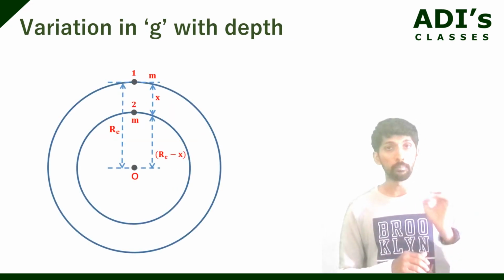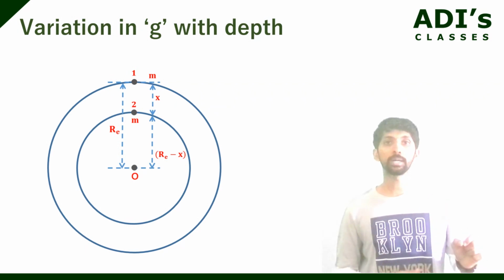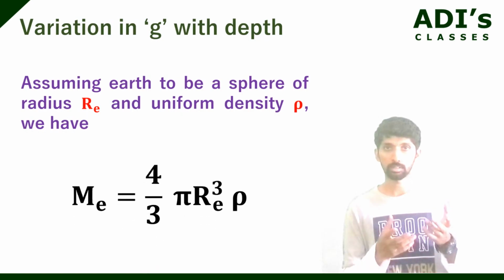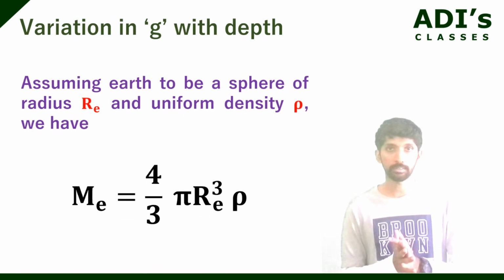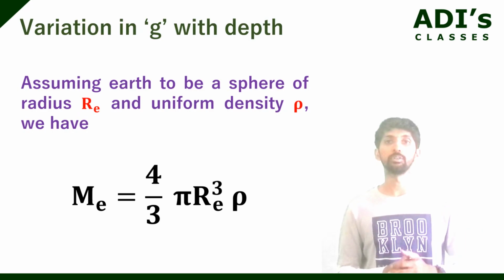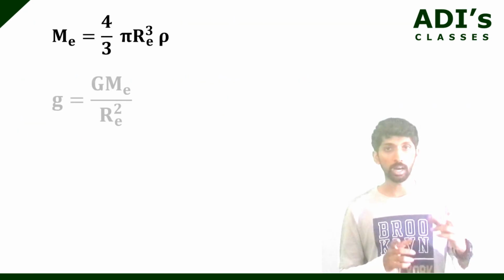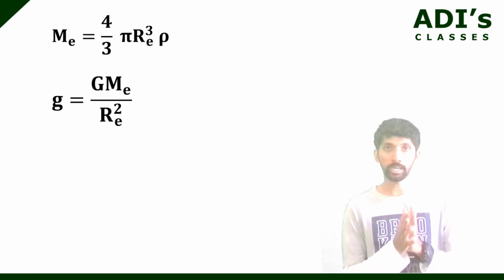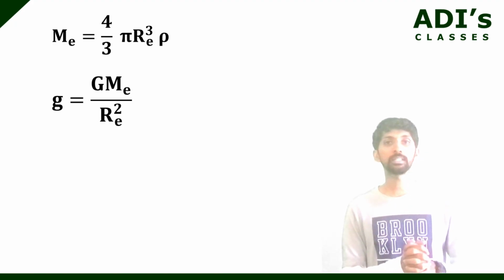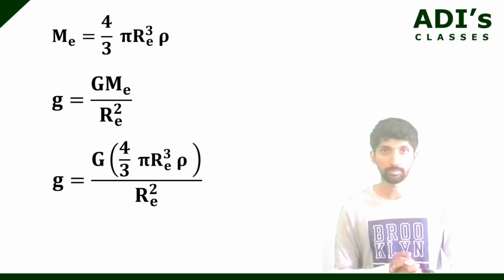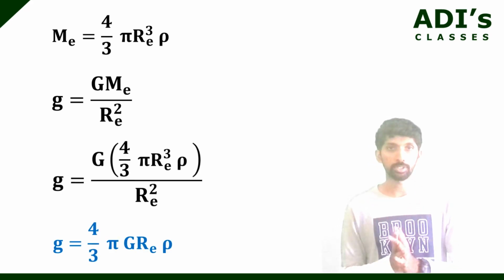We get mass is equal to 4 by 3 pi R_e cube into rho, because mass is volume into density. So, we have g is equal to G into 4 by 3 pi R_e cube rho divided by R_e square. So, we get g is equal to 4 by 3 pi into G into R_e into rho. So, this is one of the equations.